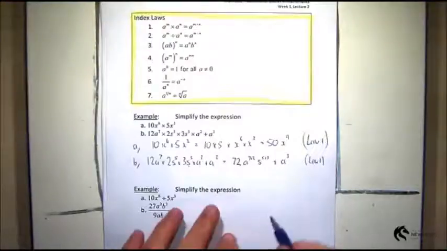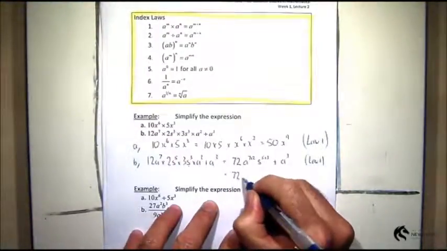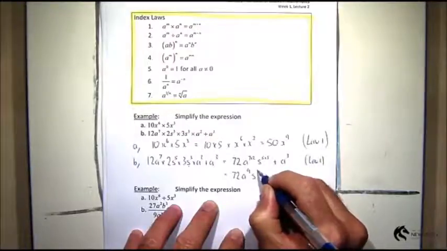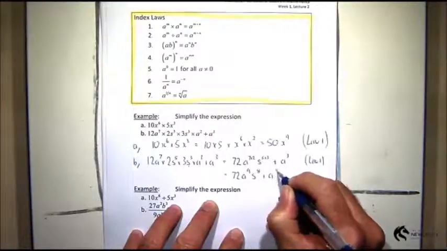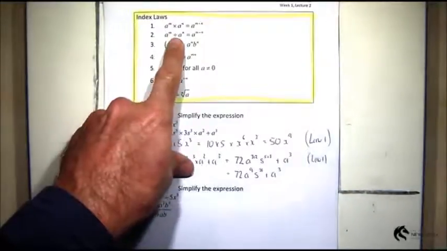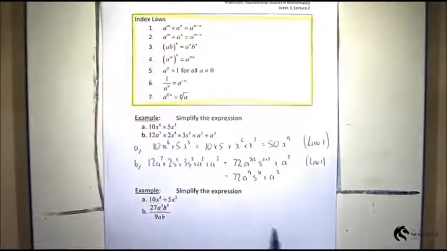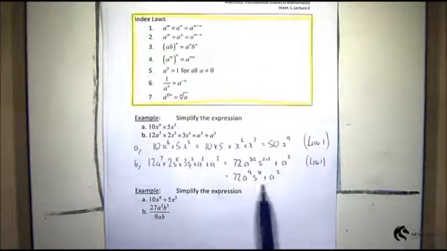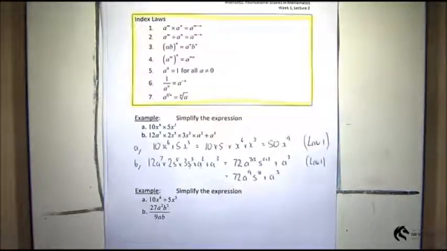Now that, of course, I can simplify. I can write that as 72a to the power 9 s to the power 8 plus a cubed. Notice I don't have an index law for adding numbers of the same base. That's because if I were to evaluate these things, I have to do the multiplication first, then I add them up. All right, so I can't do it all in one go. I have to do the multiplication, then I have to do the adding. So in here, with this algebraic expression, I just leave it like that. I can't simplify that any further. So I just leave that there.